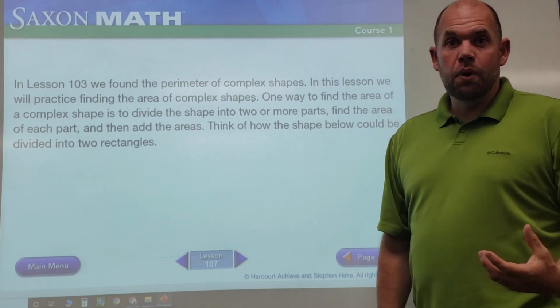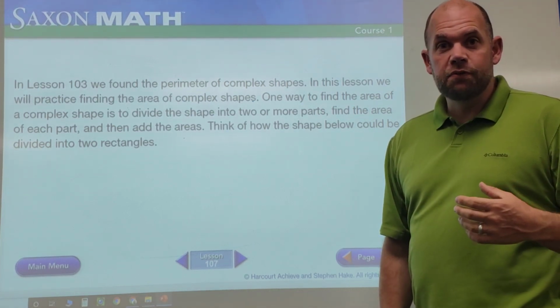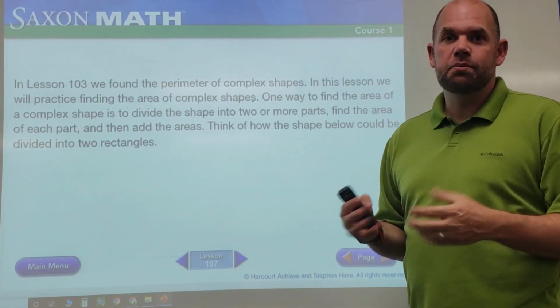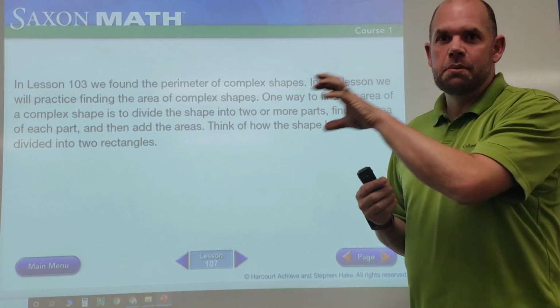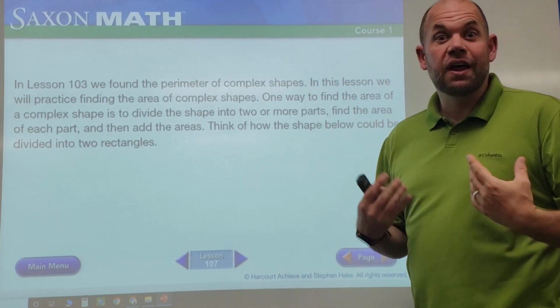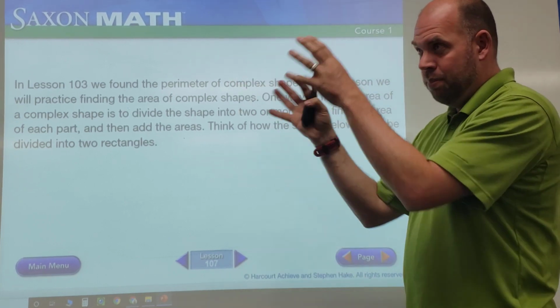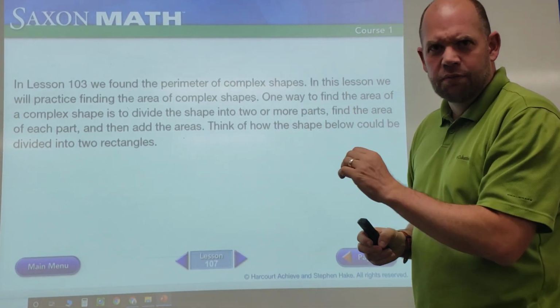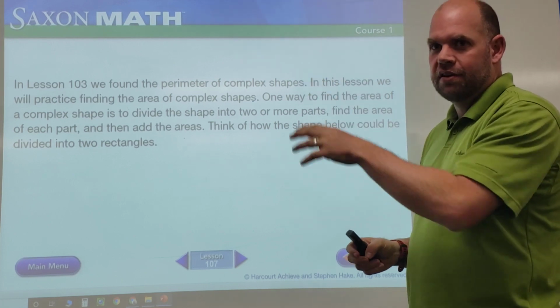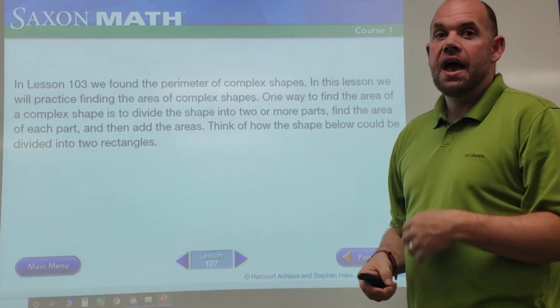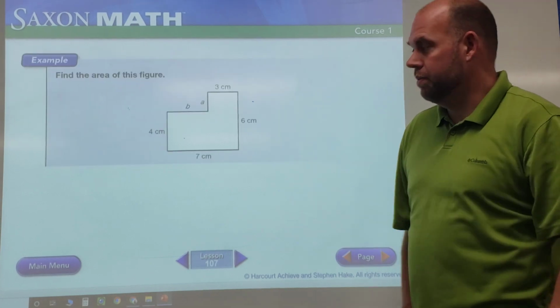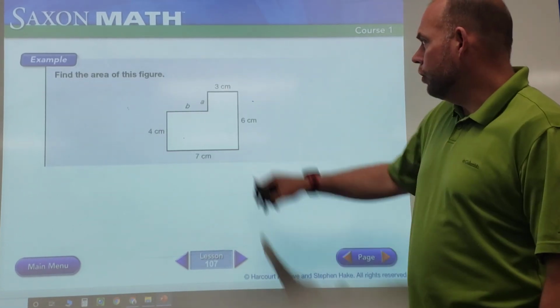The big thing is, remember that with the complex shapes we've tried so far, you can basically make different shapes out of it. So that's going to be the secret to finding the area: taking that big shape, calculating the sides we don't know, so we know each of the sides' measurements, and then solving for the area with the formulas that we already know. So here we've got this figure.